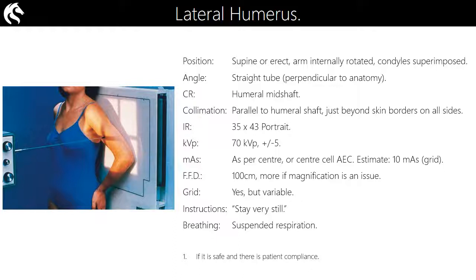Finally, on this photograph in front of you here, you can see that the light beam diaphragm is a vertical structure there. I wouldn't do it like that. I would be rotating it such that I can collimate quite closely into the humeral borders. And as before, 35 by 43 portrait, that might be turned landscape if the arm is greatly abducted, but that will be on a case-by-case basis for the patient.